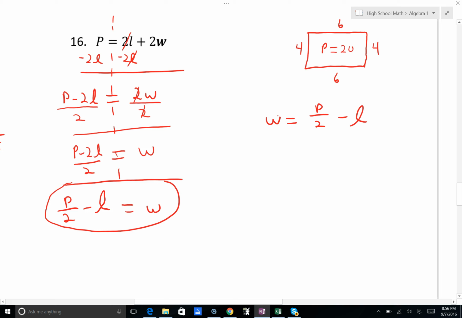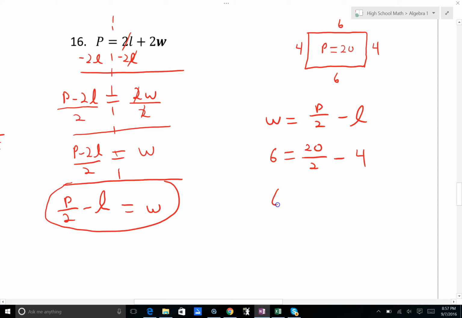Symmetric property. Let's substitute our values here and see if we get a true statement. Our width, 6. Is it equal to our perimeter, which is 20, divided by 2 minus our length? Since I called this one 6, this other one I should call my length 4. Typically we use the longer side as our length, but it really does not matter which one we designate length and width.